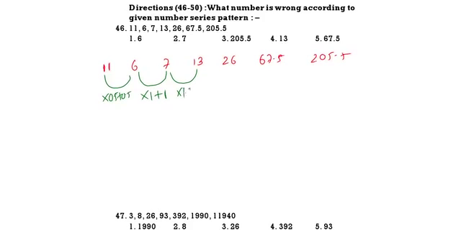Then into 1.5 plus 1.5. What is 7 into 1.5? 10.5 plus 1.5 is equal to 12. So here we should get 12, not 13. So 13 is the wrong number. So here in place of 13 we should get 12. See the next question.